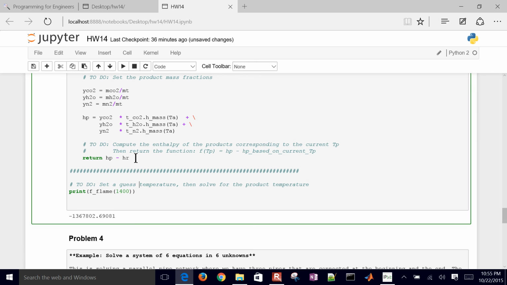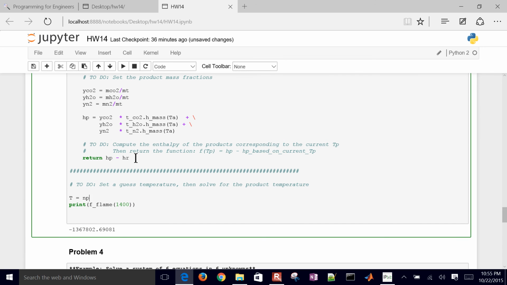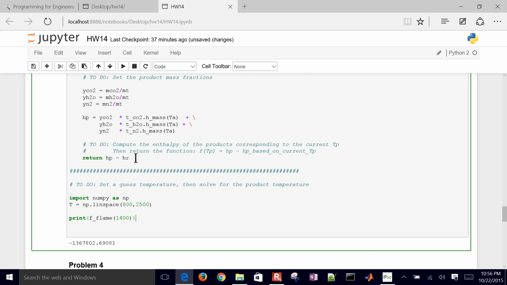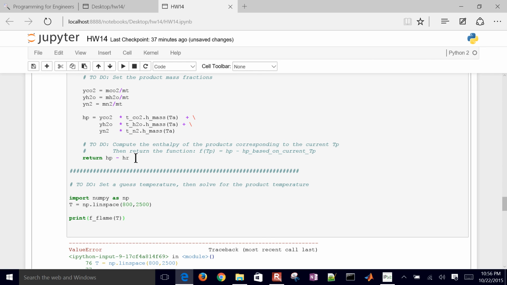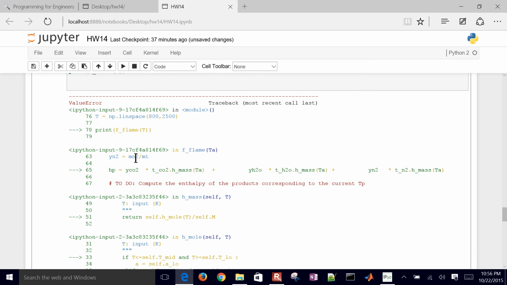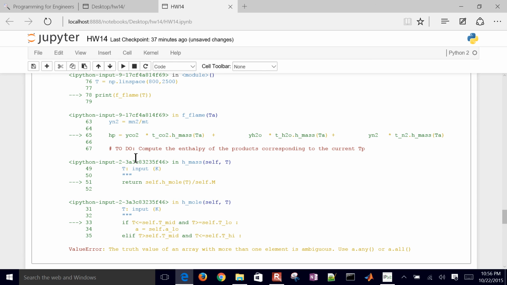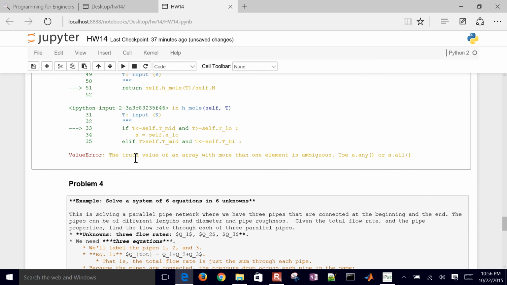So what we can do is guess some temperatures. Before we do the fsolve, I'm going to use NumPy linspace. If you haven't done so already, import NumPy as np, and I'll guess 50 values between, let's say, 800 and 2,500, and then print fflame at all of these different temperatures. It looks like it doesn't like passing in an array for this one.